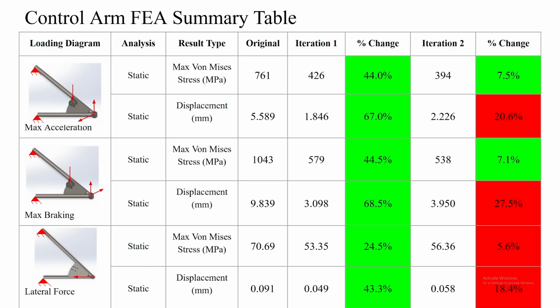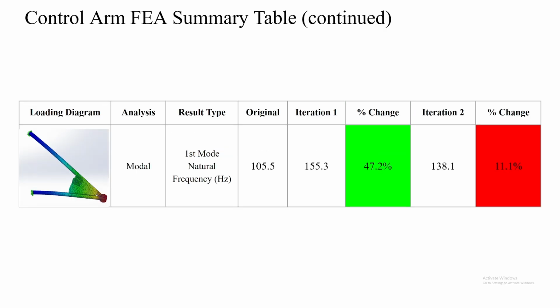According to the summary table, there was a significant improvement for the first design iteration and only a slight improvement in stress for the second design iteration, and a decrease in performance for the displacement all the way around. We also performed a frequency analysis, which saw an increase in the frequency for the first design iteration and a decrease for the second design iteration.